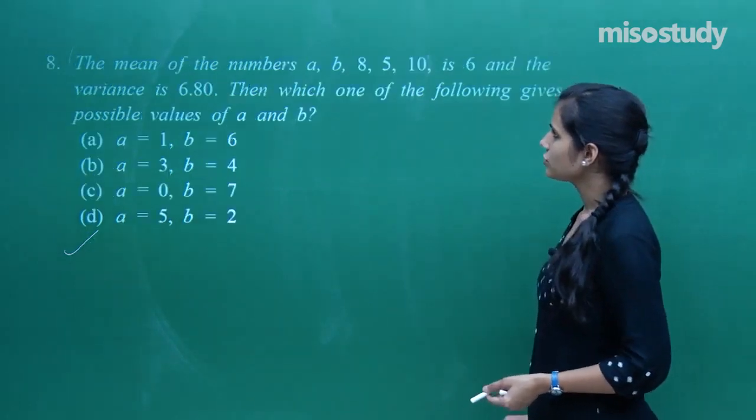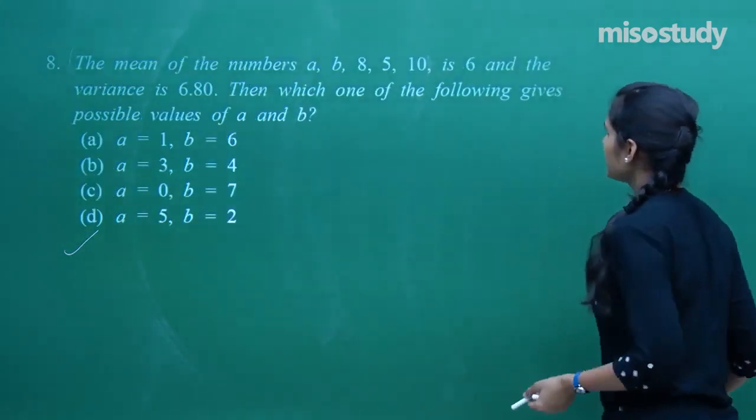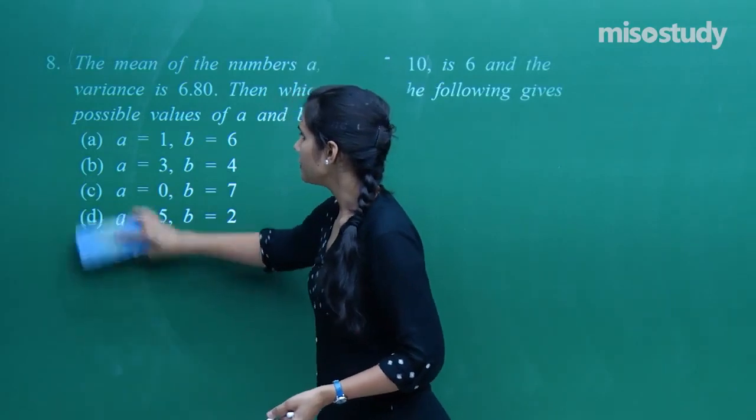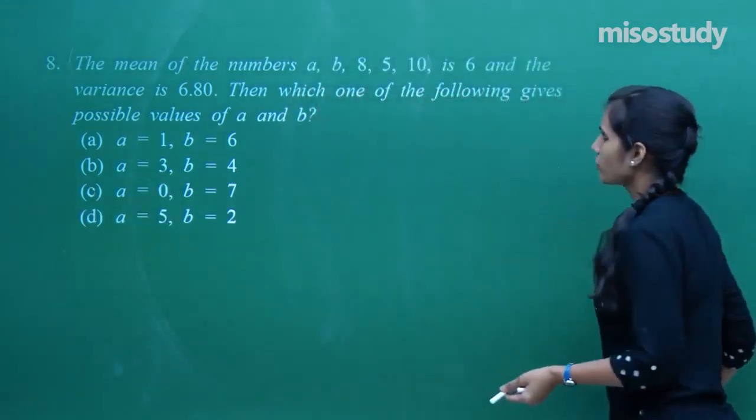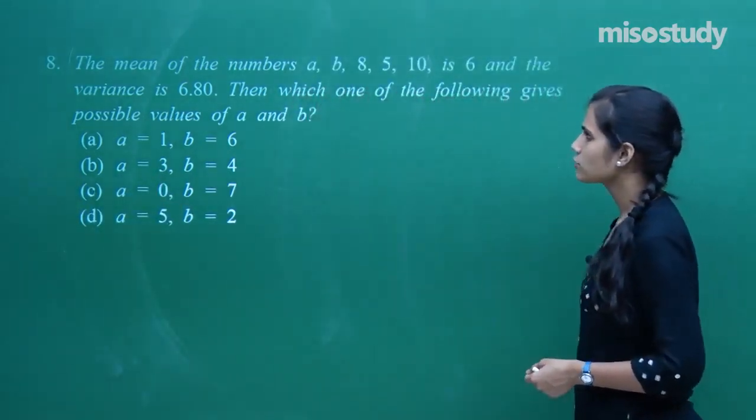We have the 8th question: the mean of the numbers a, b, 8, 5, 10 is 6. So the mean is given. The variance is also given as 6.80. Which of the following gives the possible values of a and b?